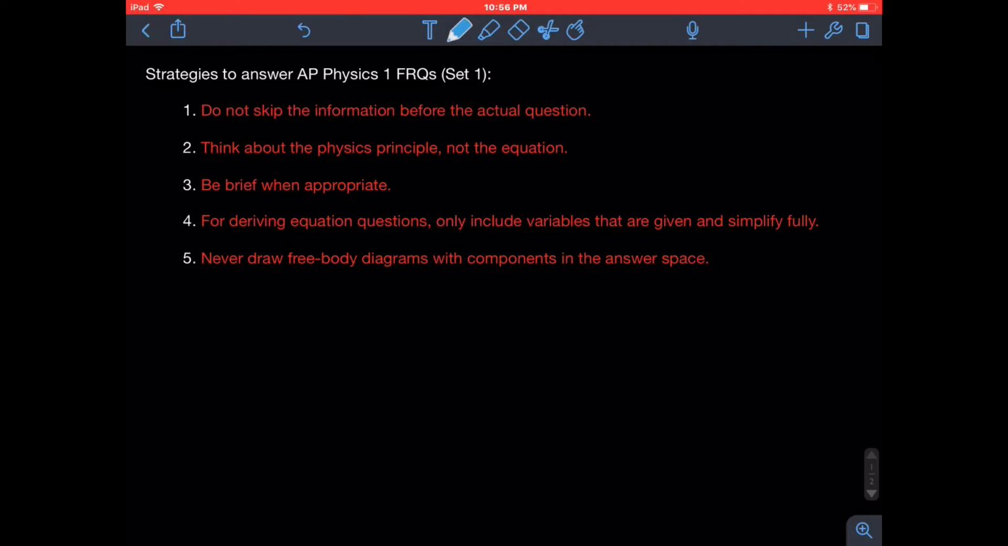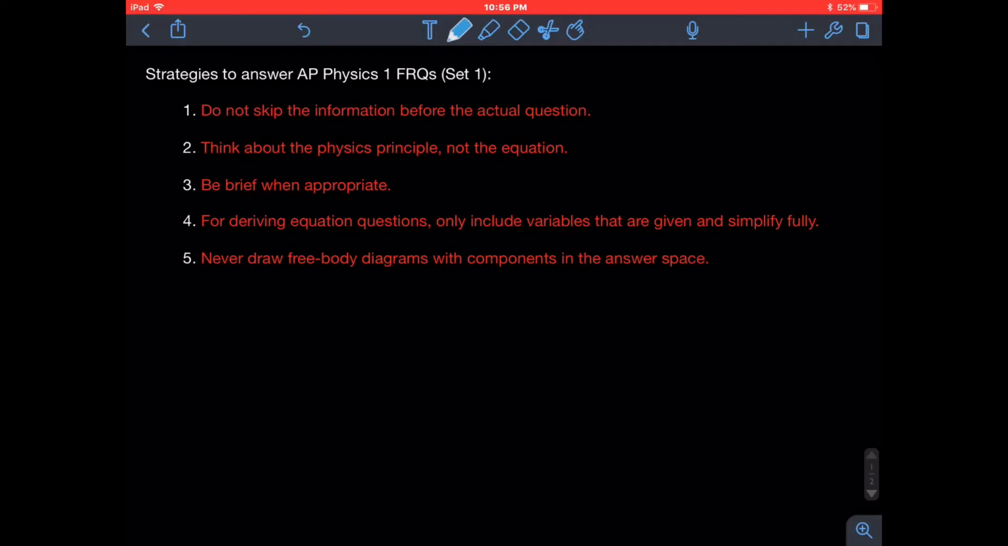Okay, and moving on to number 5, never draw free body diagrams with components in the answer space. There will be at least one question on the AP exam where they're going to ask you to draw a free body diagram about a center of mass or about an object, and whenever you're doing that, you should never ever include components in your free body diagram. You should only include the main forces that act on the object.